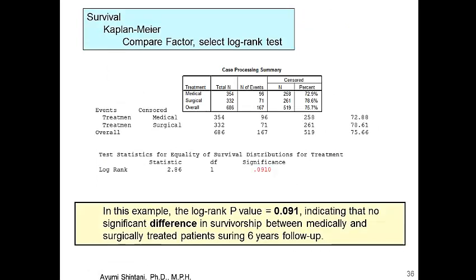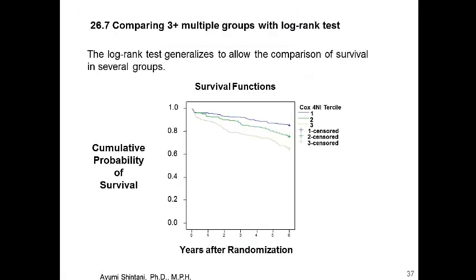So we chose to use the log rank test, and the p-value is 0.091, which indicates that there was no significant difference in survivorship between medically and surgically treated patients during 6 years of follow-up. Look at scenario 1.